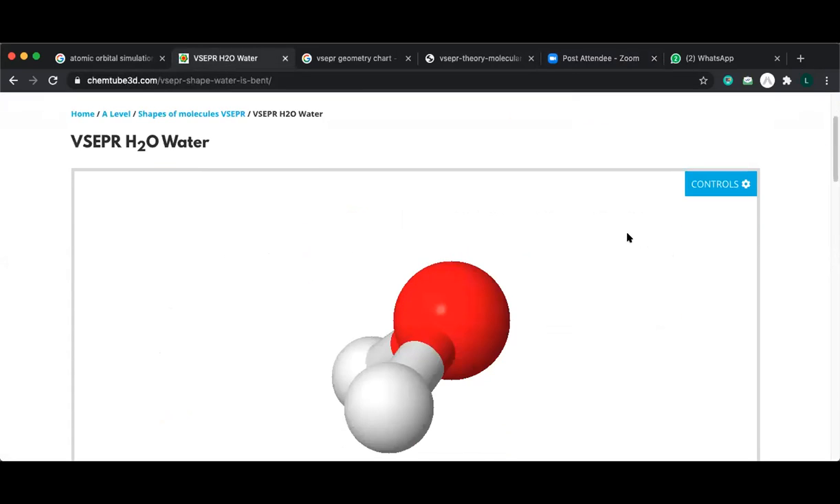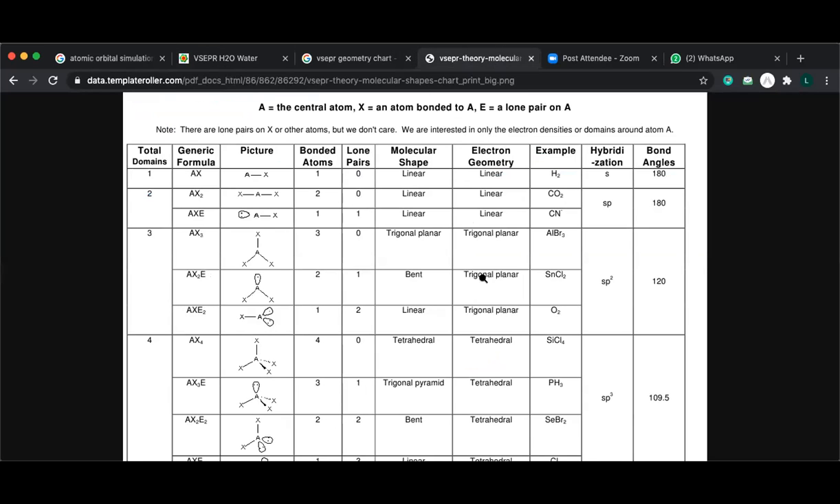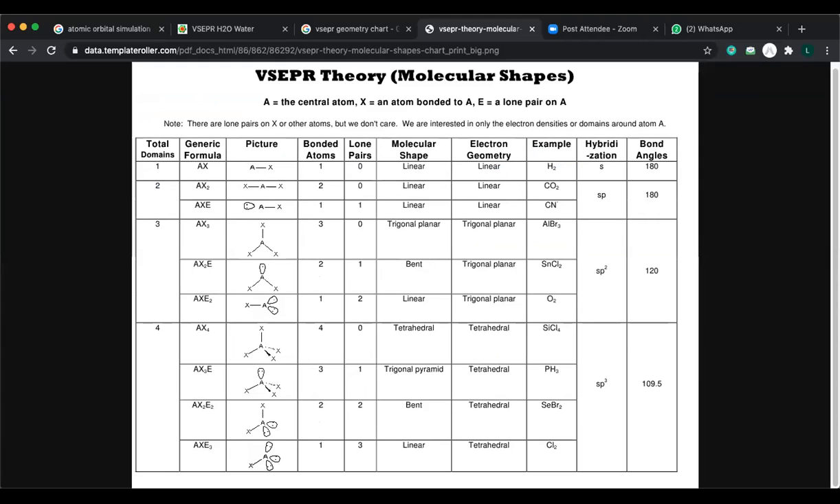Okay, so this is the shape. Actually, let me go over the chart first. How visible is it for you guys? Should I zoom in more or is this visible? It's visible. Okay.